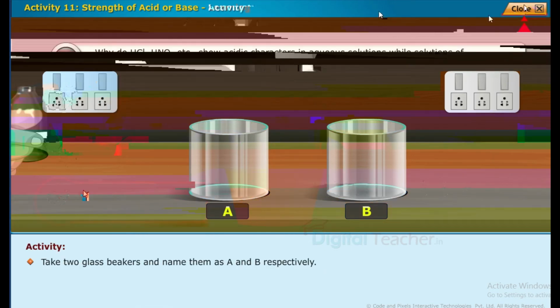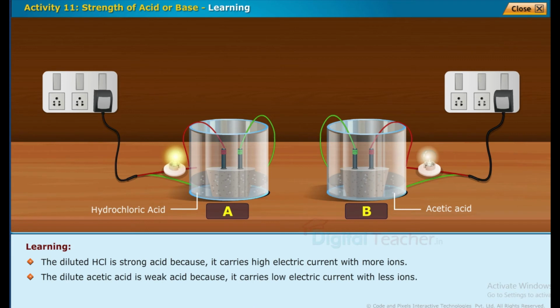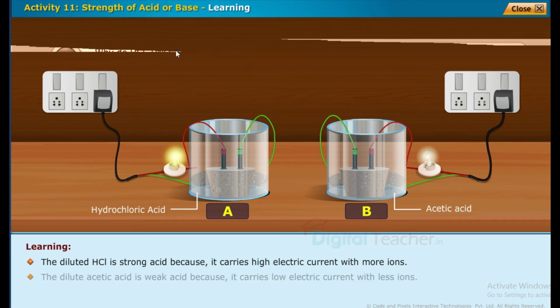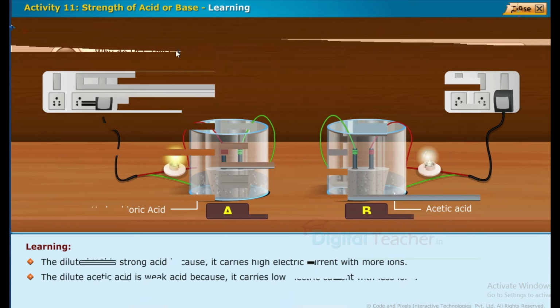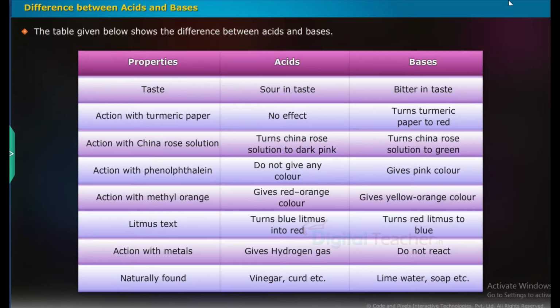The dilute HCl is a strong acid because it carries a high electric current with more ions. The dilute acetic acid is a weak acid because it carries a low electric current with fewer ions. Let us learn about the alternatives to know the strength of acid or base. The table given below shows the difference between acids and bases.